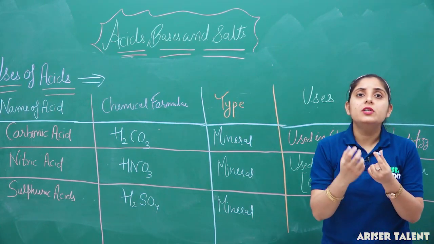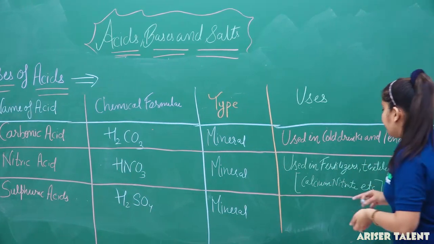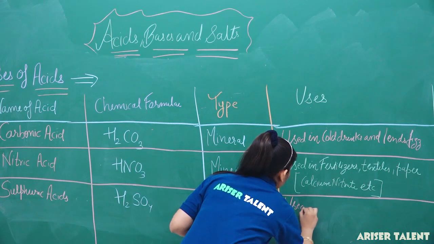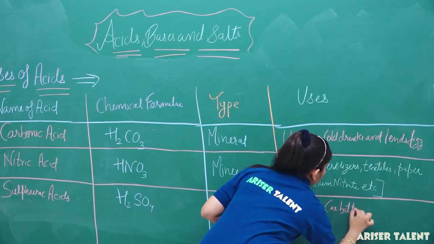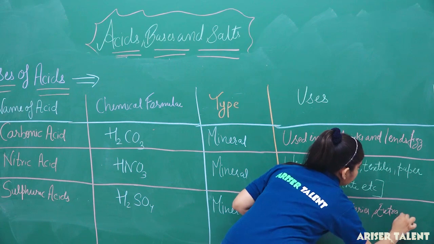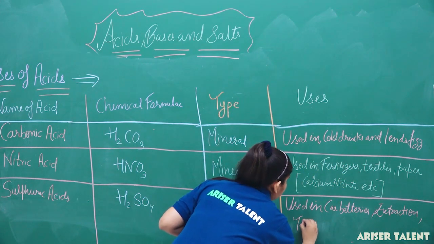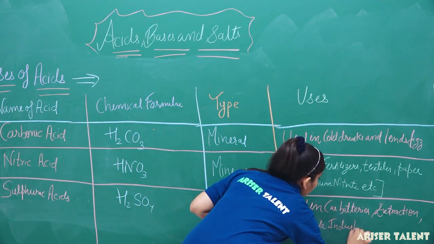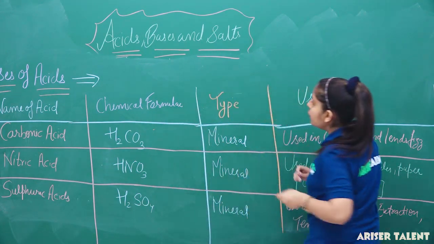The first important use, it is used in the car batteries for filling the acids in the battery. So it is used in car batteries, extraction of metals, and textile industry also. So this will be the use of sulphuric acid.